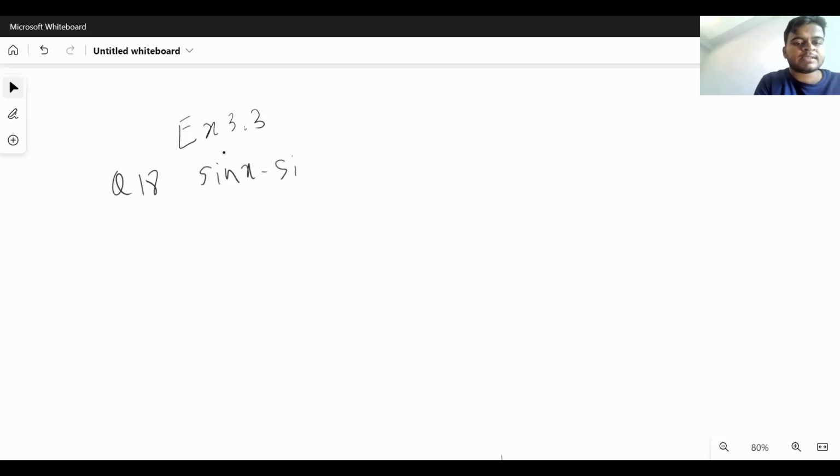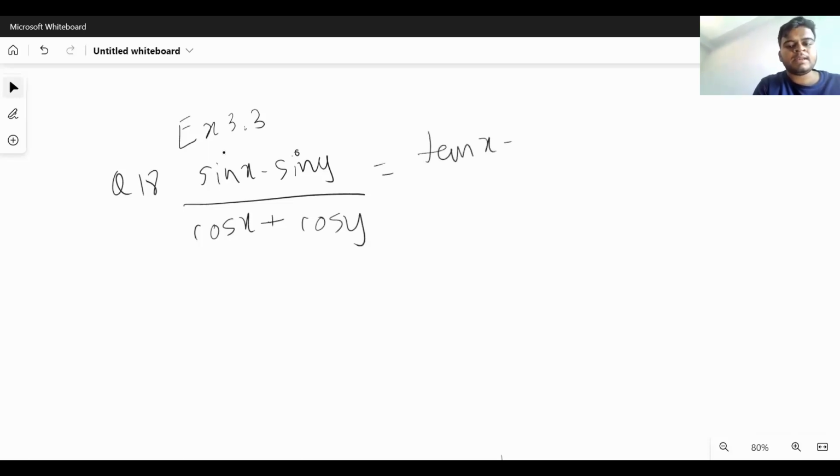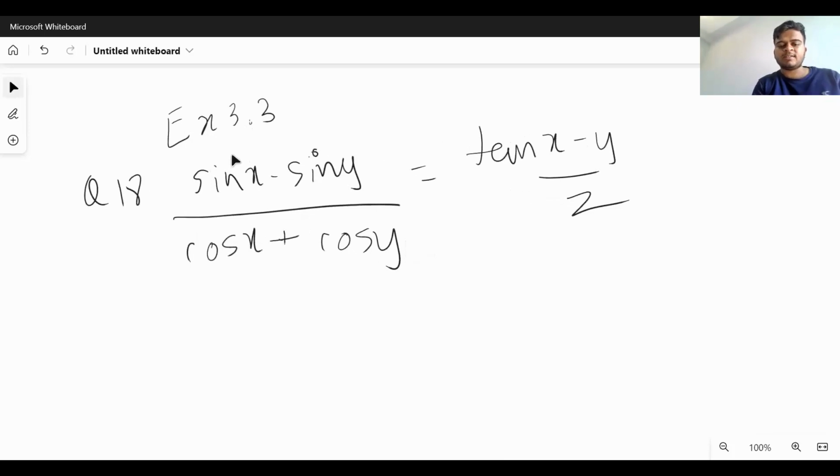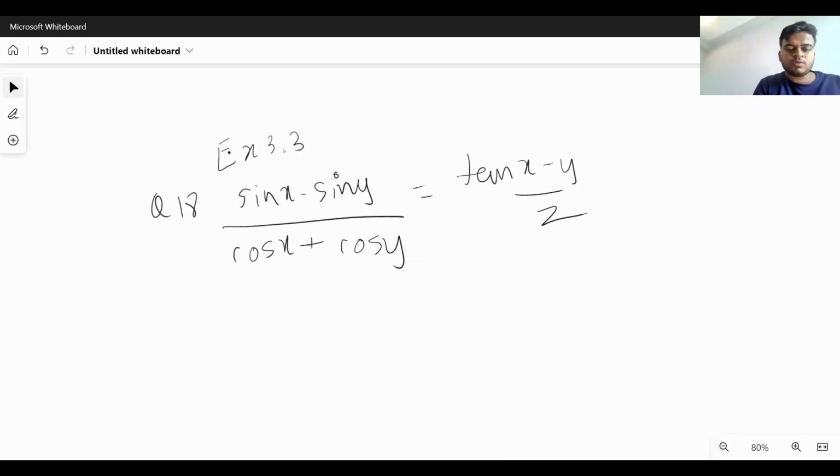Sine x minus sine y divided by cos x plus, sorry, cos y, it's nothing but tan of x minus y by 2. Correct. So this is something that you have to prove. You're just going to do what we have been doing since the past 3-4 questions. We're just going to apply the identities and we'll be able to get the results, right? So let us try and solve LHS. So sine x minus sine y is nothing but 2 times cos x plus y by 2 sine x minus y by 2.